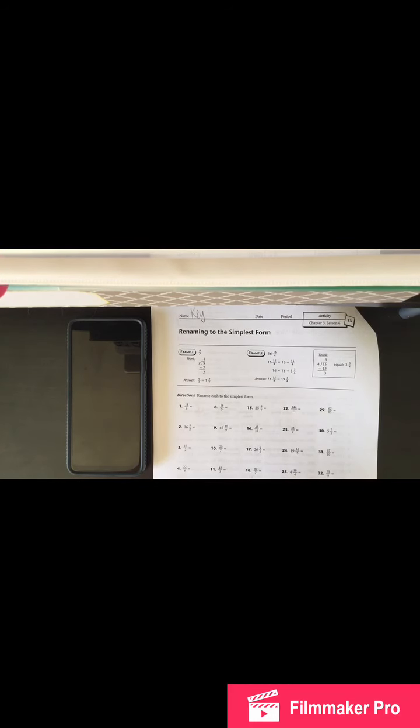Hello and welcome to video number 2. We are on chapter 3, lesson 6, which is activity 33. If you notice at the top of this one, it is called renaming to the simplest form.